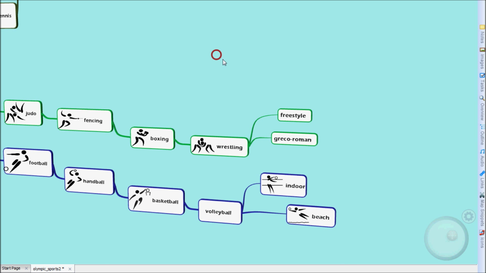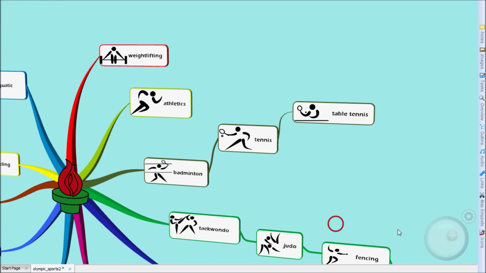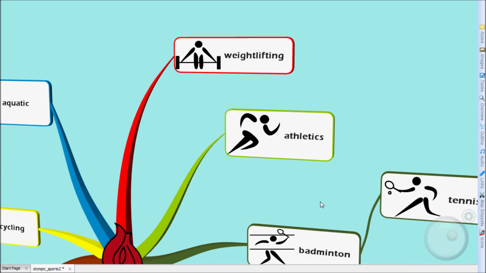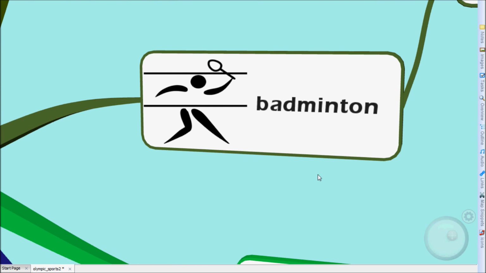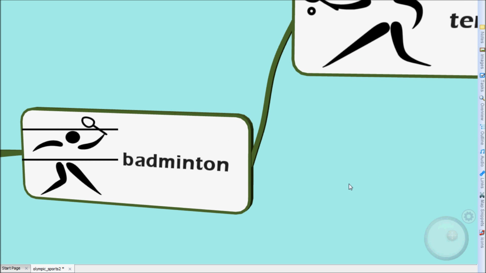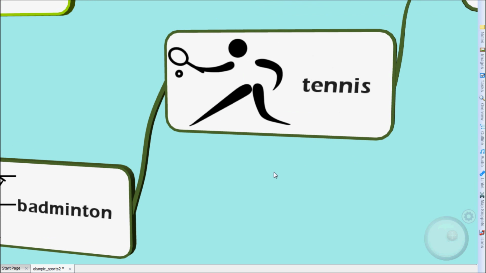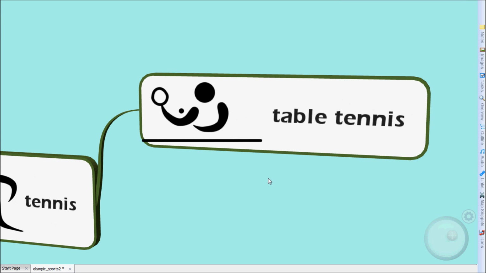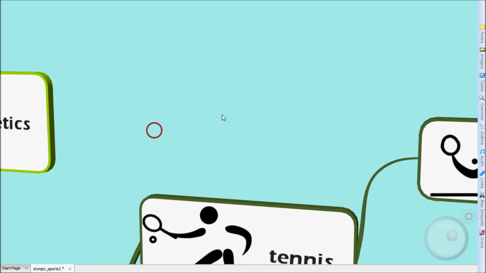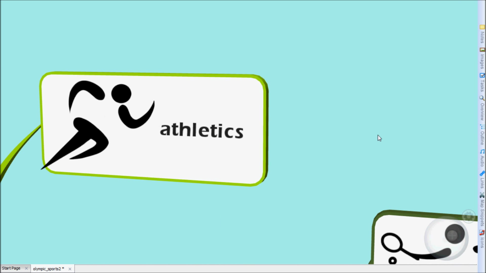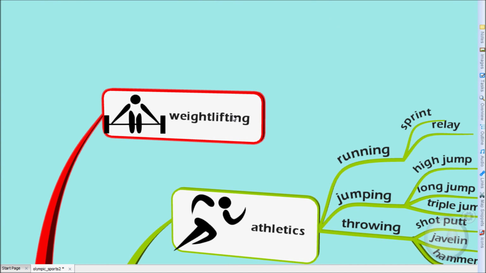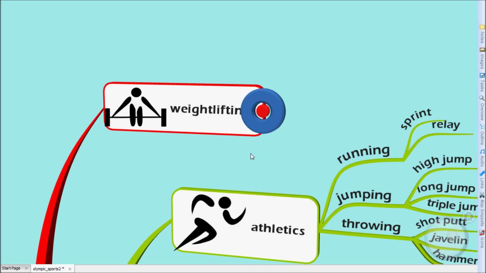Okay, some racket sports then that are at the Olympics. So we have, let's just get a bit closer, badminton, tennis, and table tennis. And one of the most important events really, or most famous event, is athletics. And there I've just added a few other of the individual sports that you might find in athletics. And finally, weight lifting.